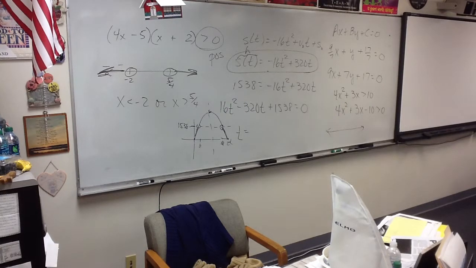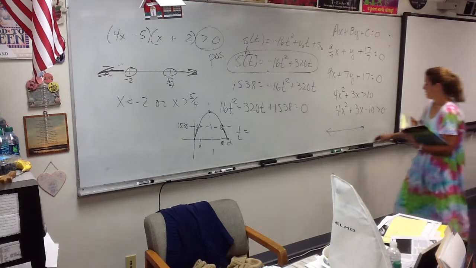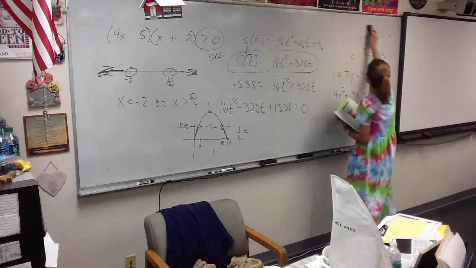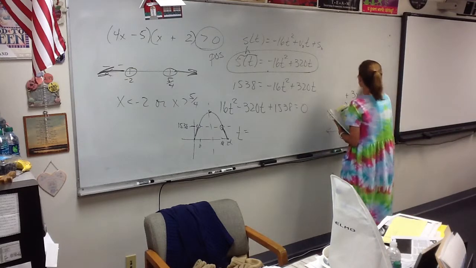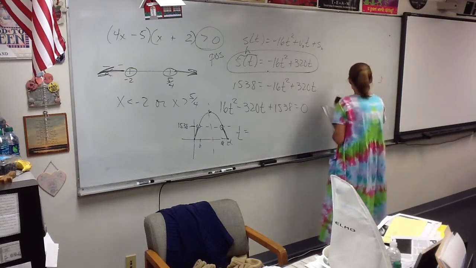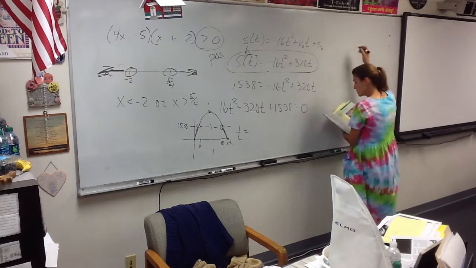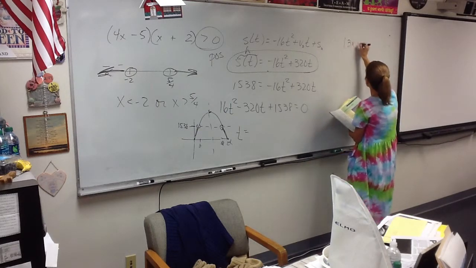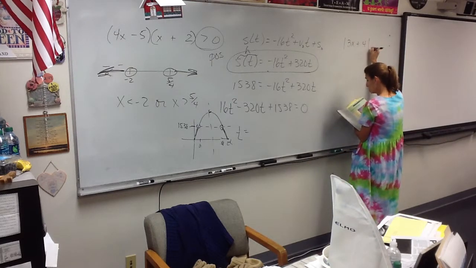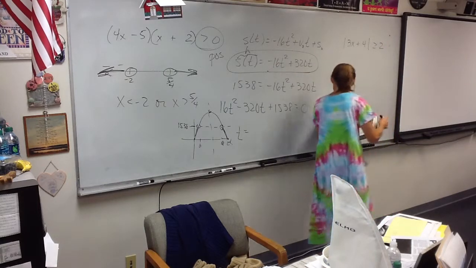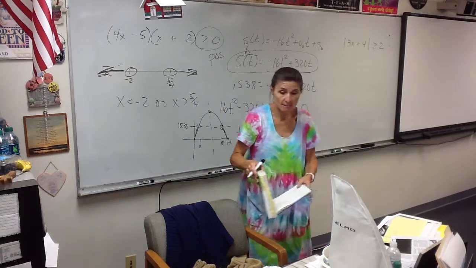All right, anybody else? What else? 63. 63 is an absolute value inequality. Remember, you can solve these any way you want. Just make sure you're getting the same answer I am.